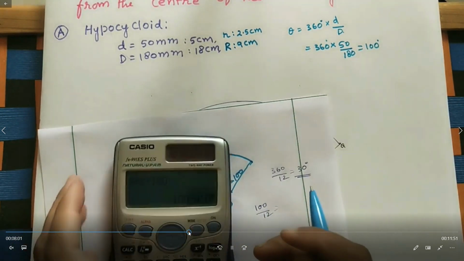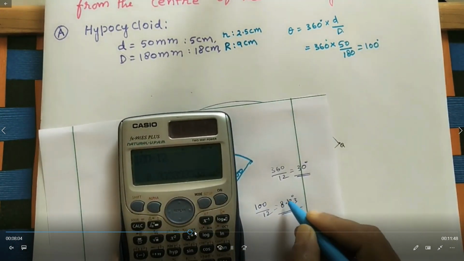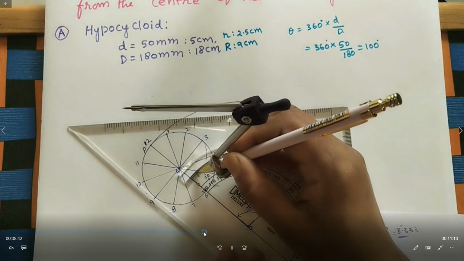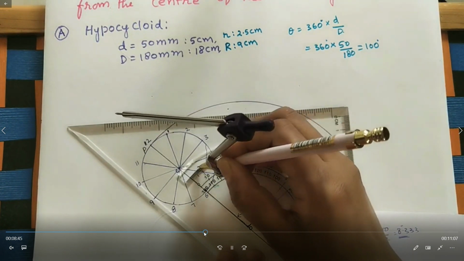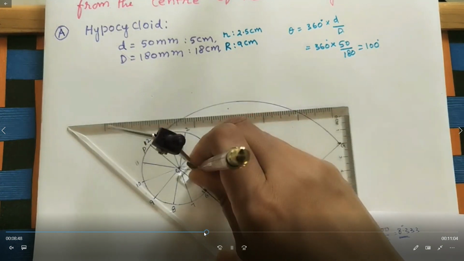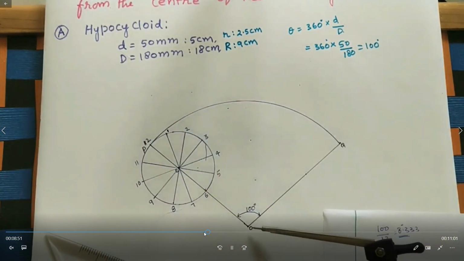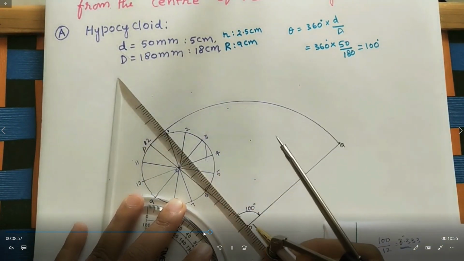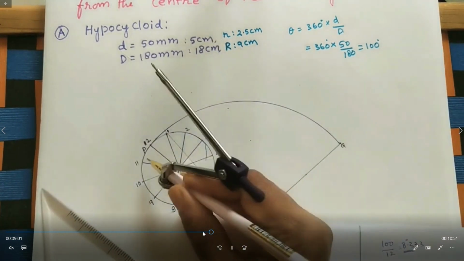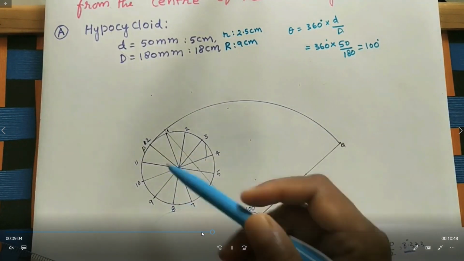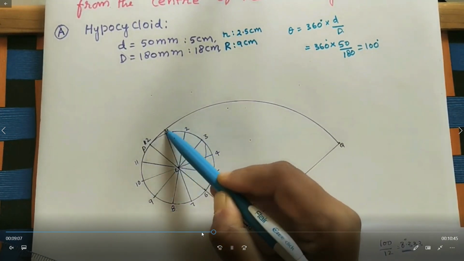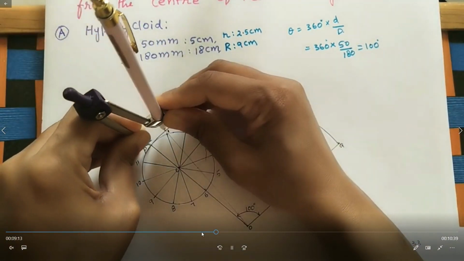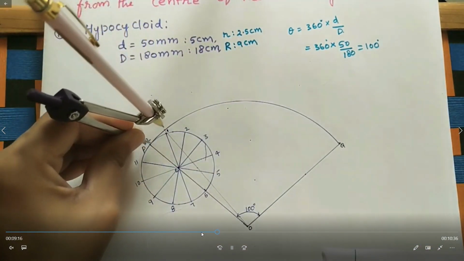Now we need to divide the angle 100 by 12. 8.33 is the angle. So now with the help of the protractor, measure the 8.33. Okay, that is the 8.33. In this way here. Now we need to measure the distance P12, 12.2, where it cuts the arc. That is the one division.